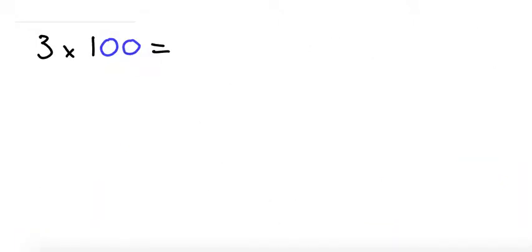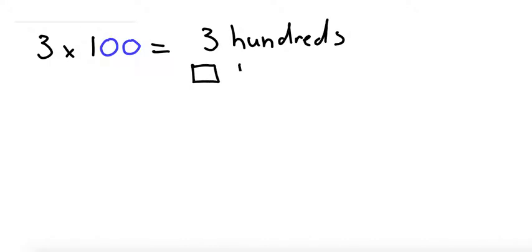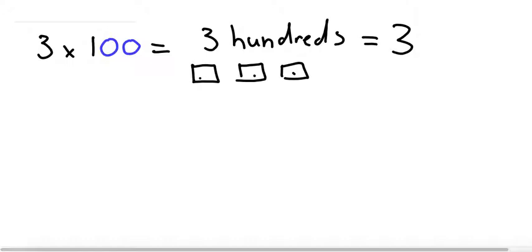Right, let's look at multiplying by 100 now. In our first example, we've got 3 times 100. Well, that's like saying 3 hundreds. So 3 hundreds. And what's 3 hundreds? Well, 3 hundreds is 100, 200, 300, which is 3 with 2 zeros.